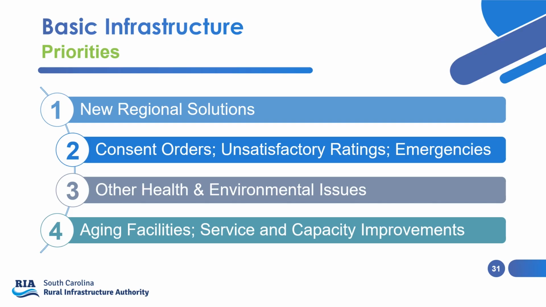Next are projects that address other health and environmental issues, including facilities identified in DES sanitary surveys or compliance evaluation inspections as needing improvement, or that have resulted in frequent violations of DES water quality standards. Also included in Priority 3 are projects addressing documented stormwater problems where there are no existing drainage structures to collect and manage water flow.